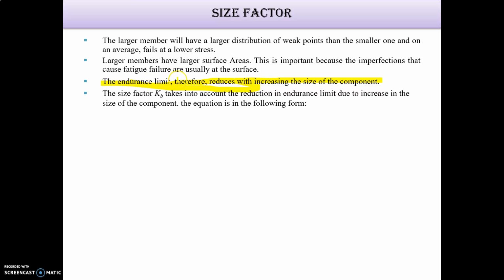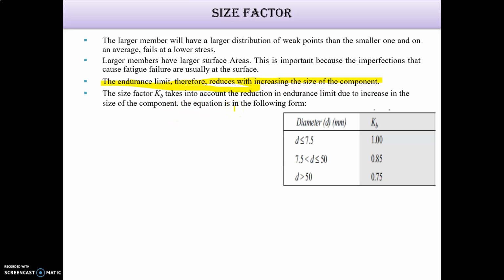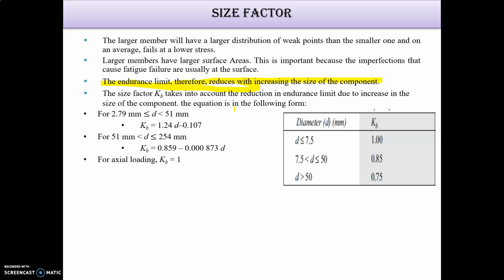Now the size factor Kb takes into account the reduction in endurance limit due to increase in the size of the component, and can be found with the help of this table. See this table and these values. For diameter d between 2.79 and 51, Kb is this value. For 51 to 254, Kb is this value, and for axial loading Kb is equal to 1.